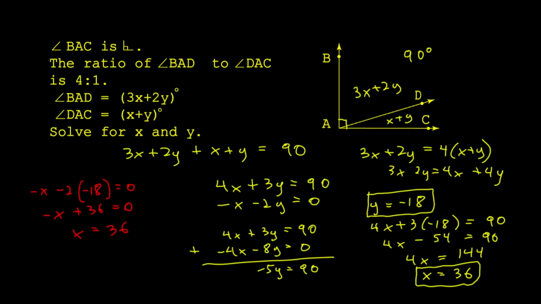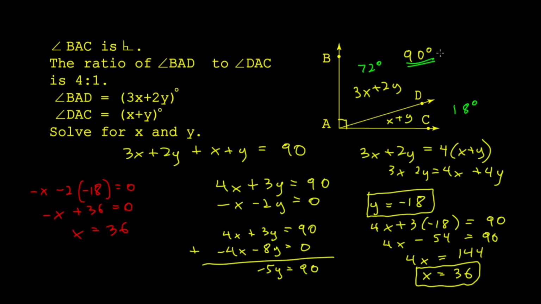Then I'm going to do this part in green. We're going to plug it back into here. So x plus y, 36 minus 18 is 18 degrees. And then up here, 3 times 36 is 108, minus 2 times 18, so that's 36. 108 minus 36 is 72 degrees. 72 plus 18 is 90, and that is another good check.